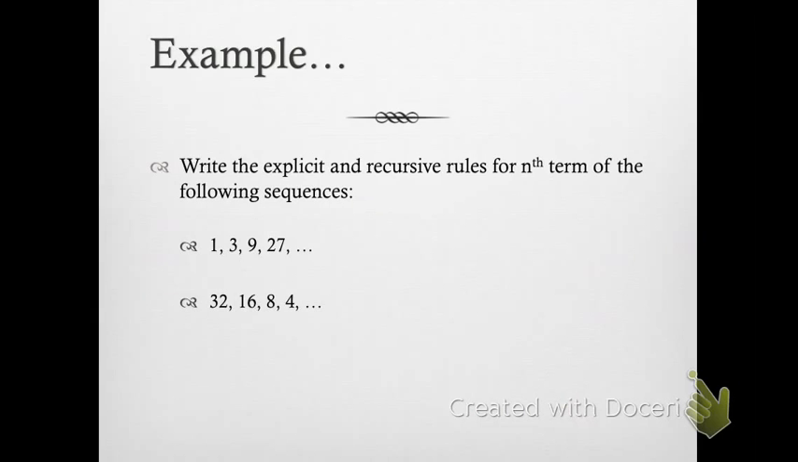So if we're going to write the explicit and recursive functions, we need to know what the starting term is, what the common ratio is, and whether or not we're going to write the recursive or explicit. So for the recursive, the next term is equal to the previous term times the common ratio, in this case, times 3.